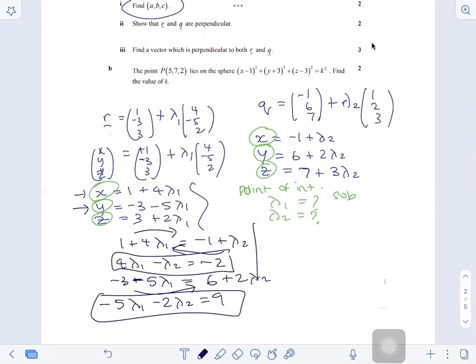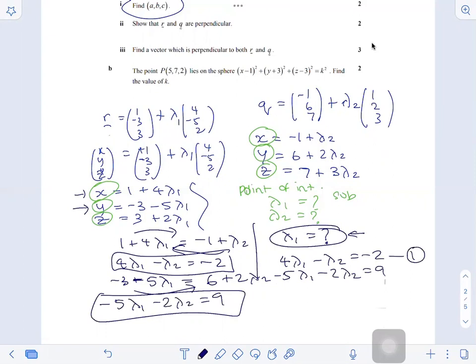Now, you could do the third equation for z, but it's not necessary because you've got two unknowns, so you only need two equations. You only need to find either lambda 1 or lambda 2 to find the point of intersection. So you've got 4 lambda 1 minus lambda 2 equals -2, and -5 lambda 1 minus 2 lambda 2 equals 9. Solving these simultaneously, I'm going to multiply 1 by 2.